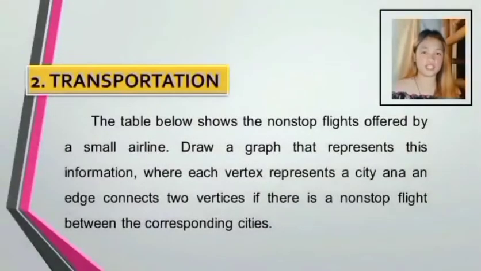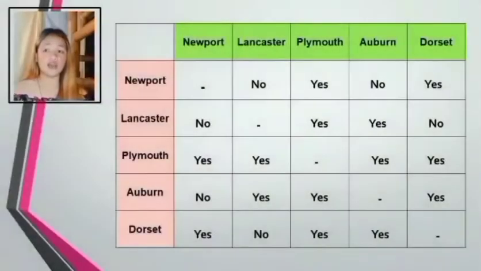Number 2, transportation. The table below shows the non-stop flights offered by a small airline. Draw a graph that represents this information, where each vertex represents a city and an edge connects two vertices if there is a non-stop flight between the corresponding cities. Now, as we see in the table, makikita natin ang meron at walang flights.